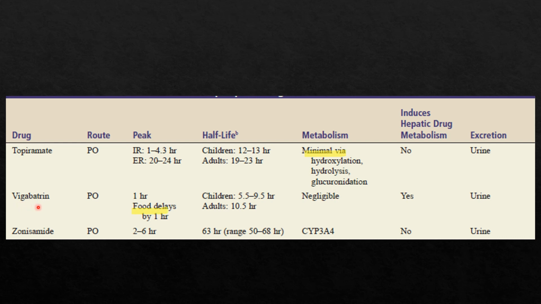We also have the gabapentin. The peak is 1 hour. Food delays it by 1 hour. We have zonisamide with a long half-life of 63 hours.